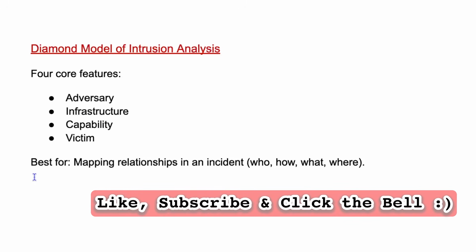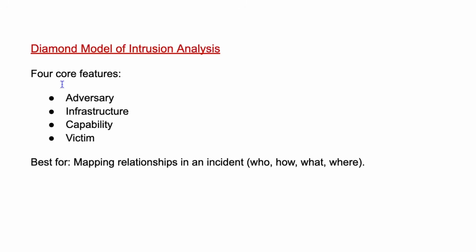Our next framework is the Diamond Model of Intrusion Analysis. There are 4 core features, and this one is used for mapping the relationships in an incident: the who, the how, the what, and the where. The adversary is our who. Who is attacking us, who is the actual operator, and who is the beneficiary, the person that might be hiring that operator and could stand to benefit from our systems getting attacked.